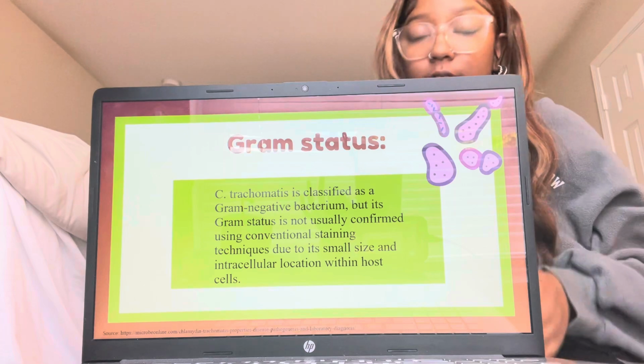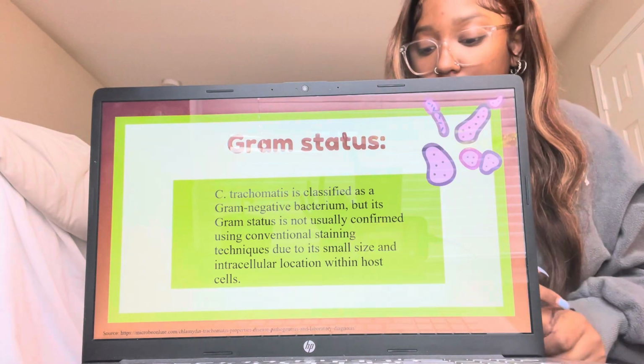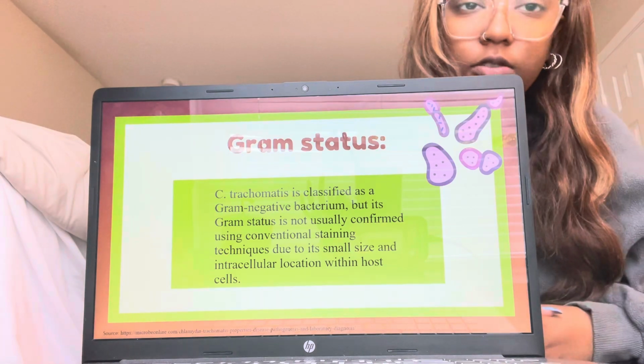Chlamydia's Gram status is classified as a Gram-negative bacteria, but its Gram status is not usually confirmed using conventional staining techniques due to its small size and intracellular location within the host cell.